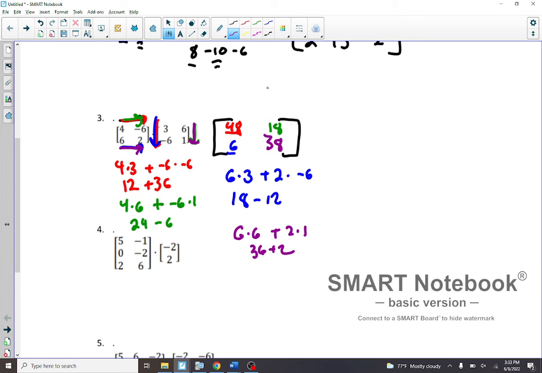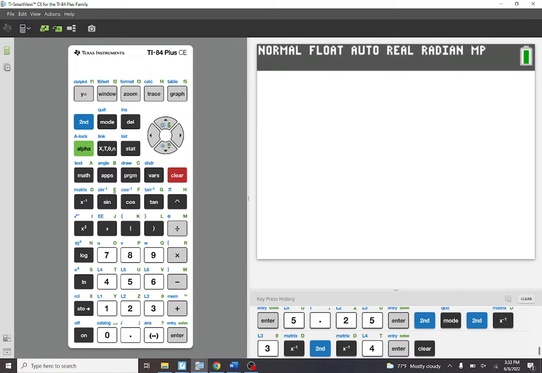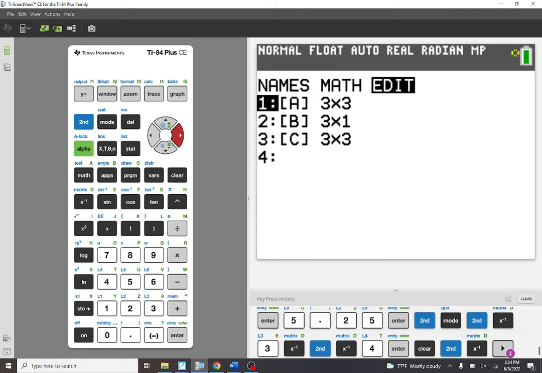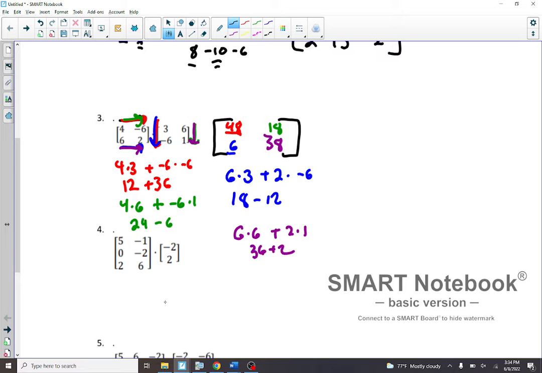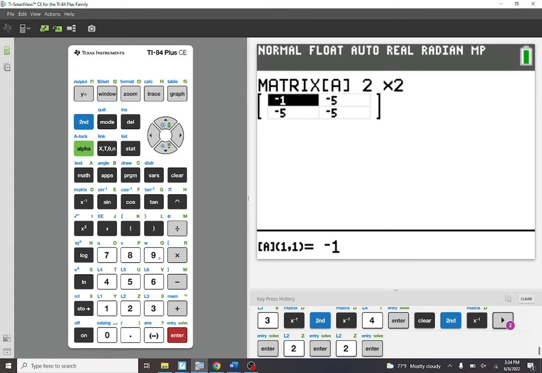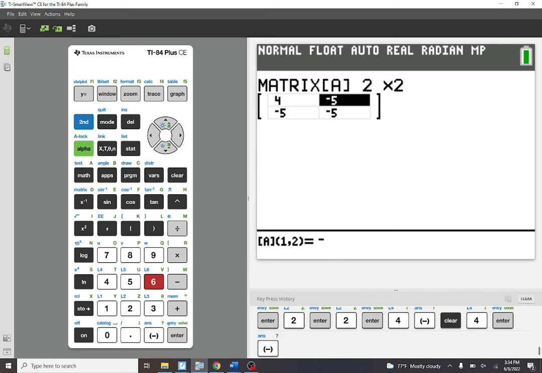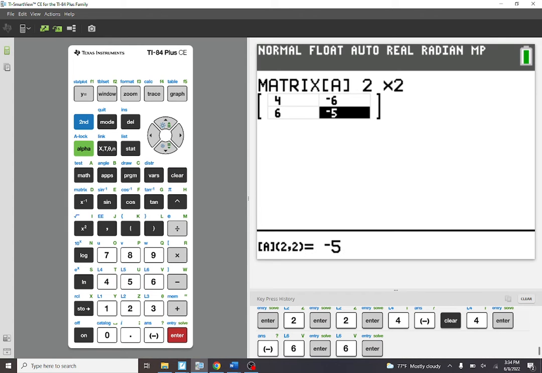Of course, maybe you just forget, you're not sure, was it supposed to be sideways first and then up and down? You can always go to your calculator, click second matrix, edit a new matrix. So make this a 2 by 2. So the first one was 4, -6, 6, 2. 4, enter, -6, 6, 2.